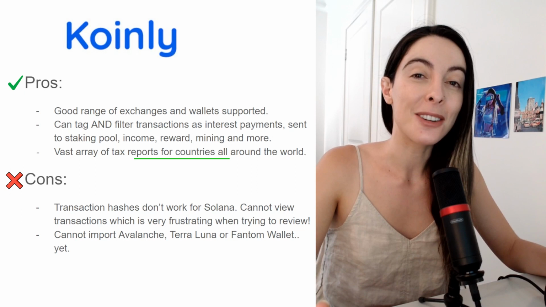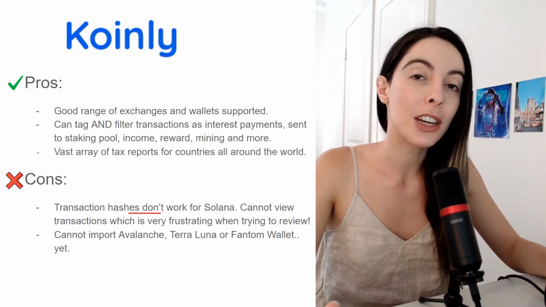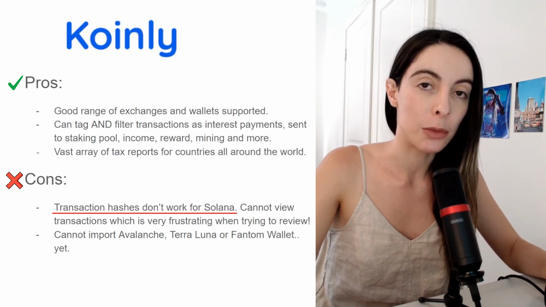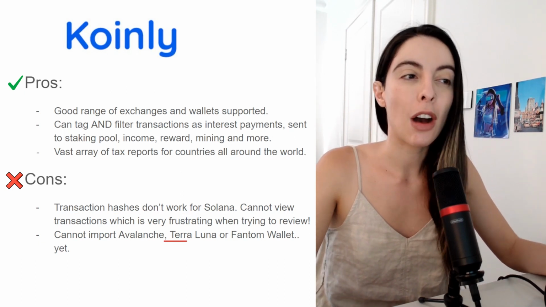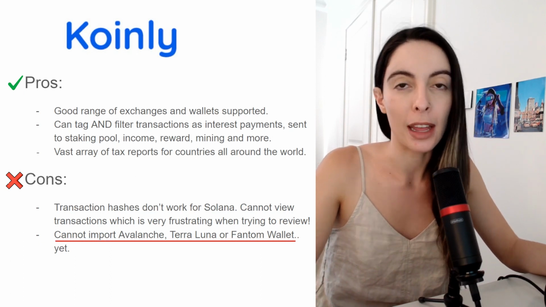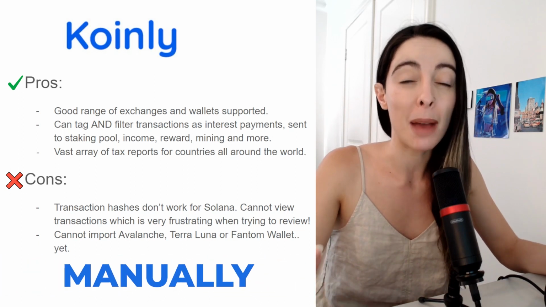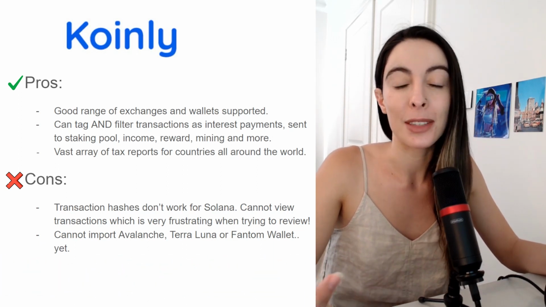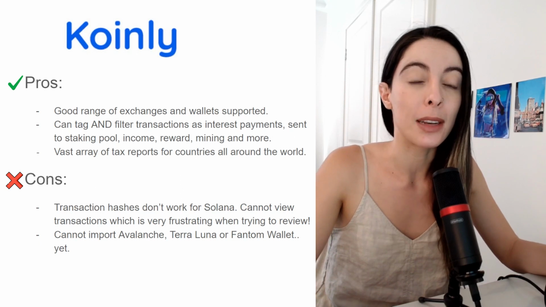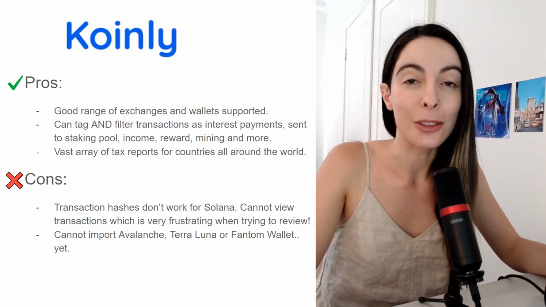Thirdly, they have a vast array of tax reports for countries all over the world. Cons: the transaction hashes don't work for Solana, which is what I showed you previously. And you can't import Avalanche, Terra Luna, or Phantom wallets yet by copying and pasting your wallet address into Coinly. You're going to have to manually download a CSV file if you want to put those wallets in. And I say yet because I'm sure they're working on supporting those wallets.